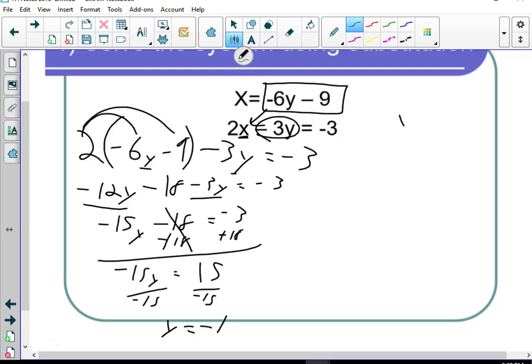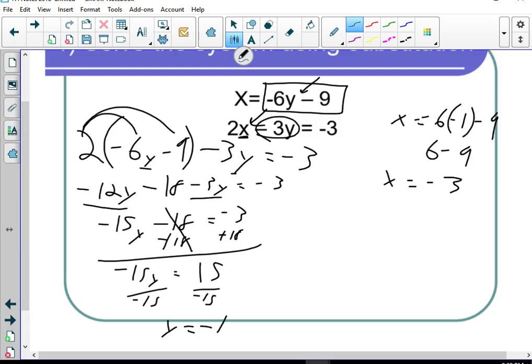Now, I'm going to put that negative 1 somewhere. Again, take the least resistance. I'm going to put it right here because it's already solved for me almost. x equals negative 6, careful, negative 1 minus 9. Negative 6 times negative 1 is positive 6. And 6 minus 9 is negative 3.